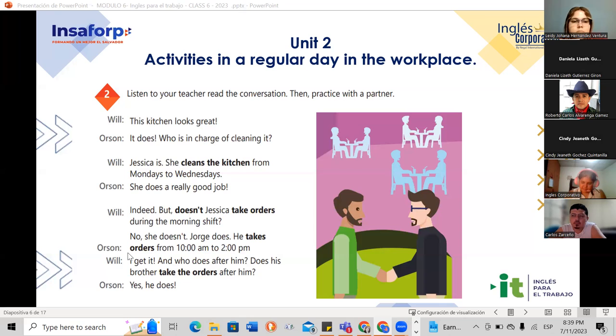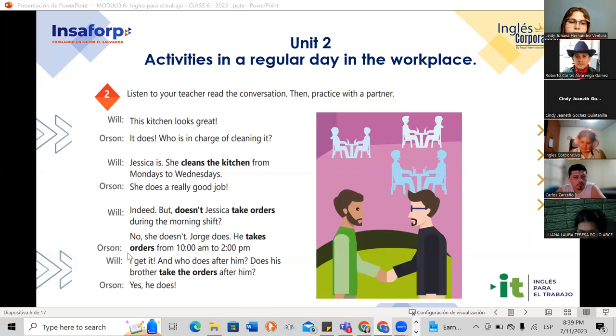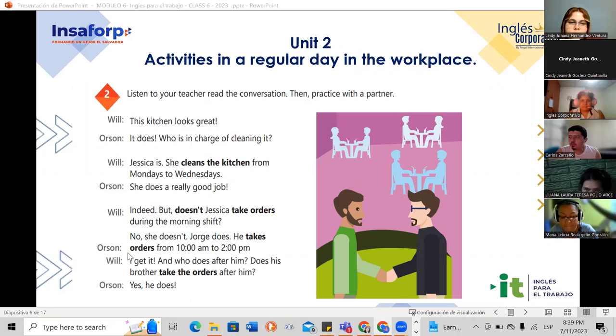Okay, I am Will. Are you ready, Daniela? I'm ready. Okay, this kitchen looks great. It does. Who is in charge of cleaning it? Jessica is. She cleans the kitchen from Mondays to Wednesdays. She does a really good job. Indeed, but doesn't Jessica take orders during the morning shift? No, she doesn't. Jorge does. He takes orders from 10 a.m. to 2 p.m. I get it. And who does after him? Does his brother take the order after him? Yes, he does.